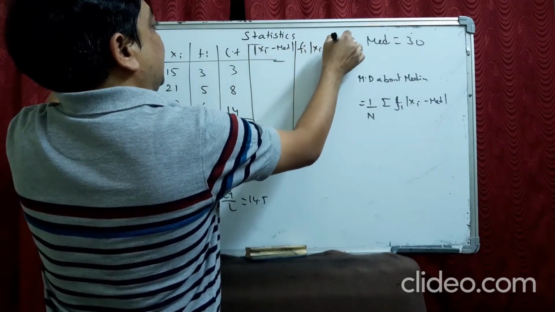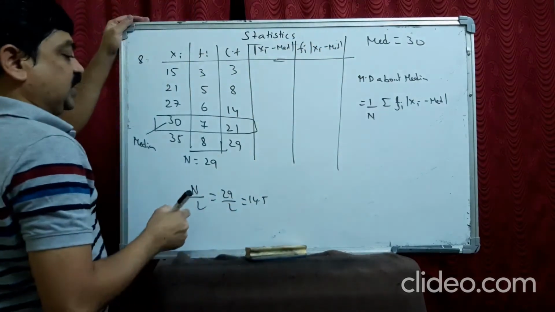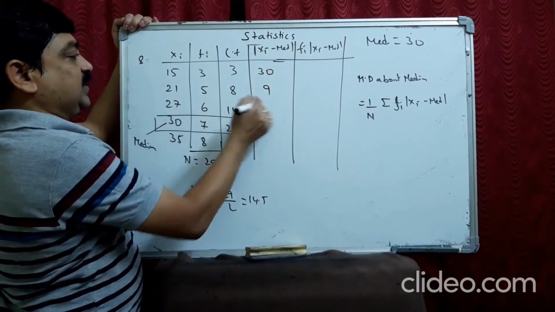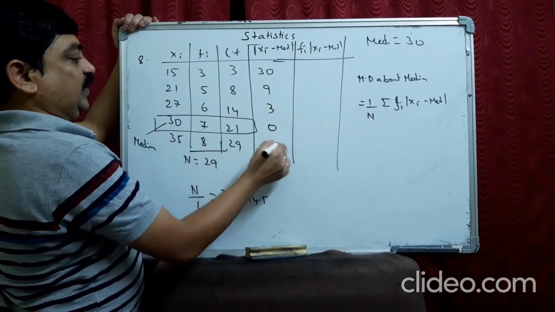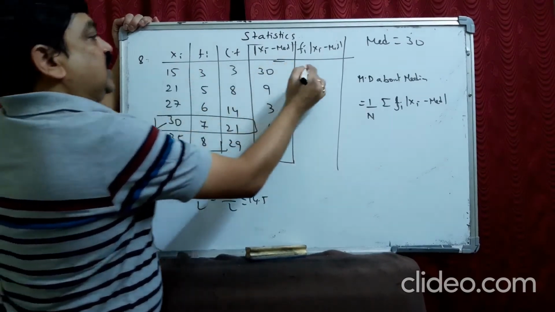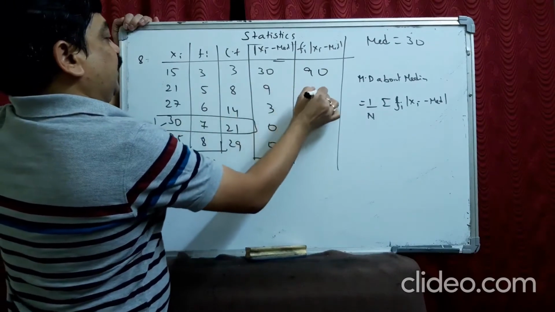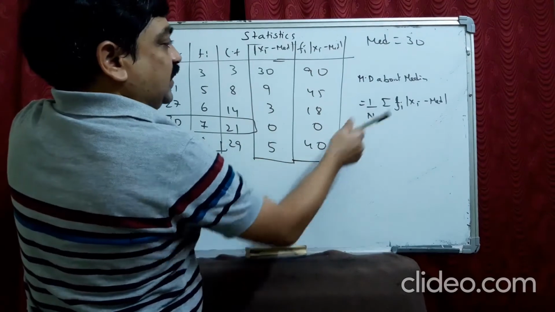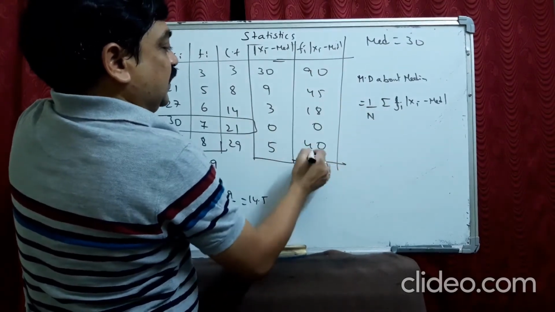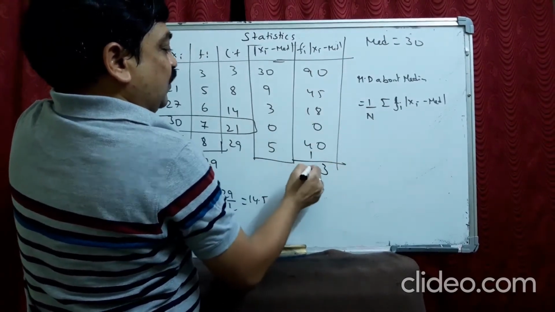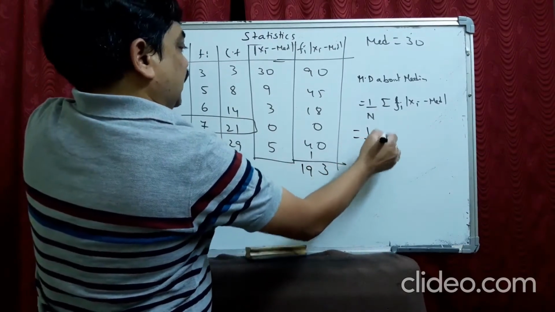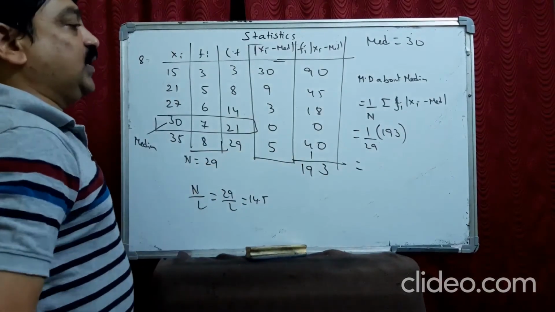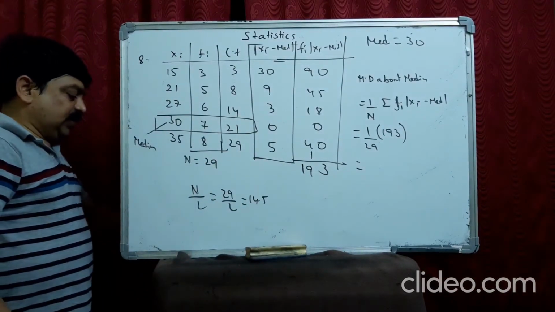Now it becomes mod x_i minus median: 15 minus 30, 30, 9, 27 minus 33, 0, 5. Now f into this: 90, 45, 18, 0, 40. When you add these, you will get this value: 13, 5 plus 1, 6, 10, 19, 193. So it becomes 1 by 29 into 193. When you calculate it, I think the answer is given.